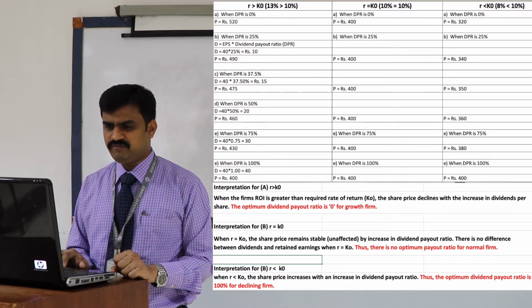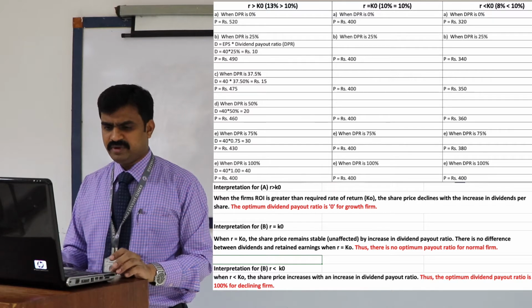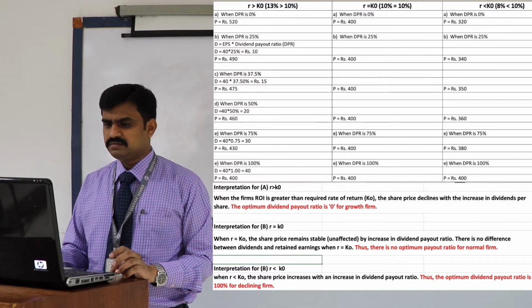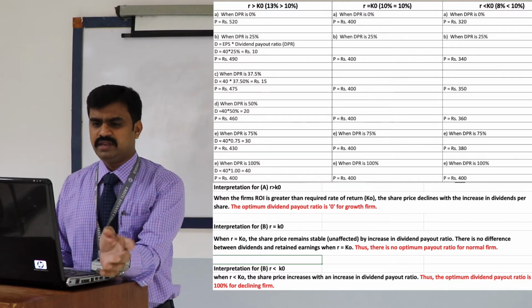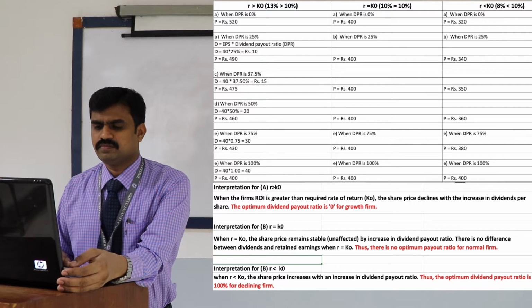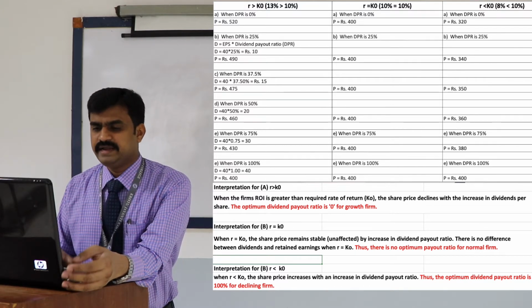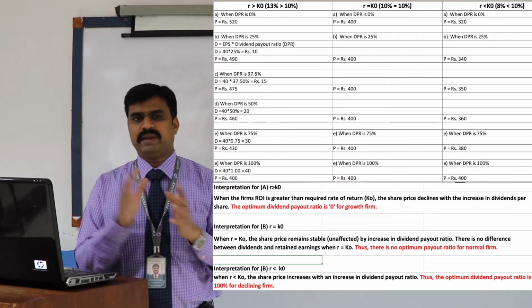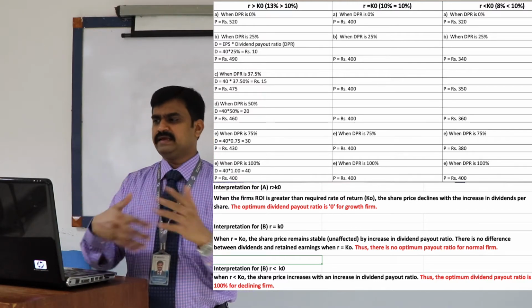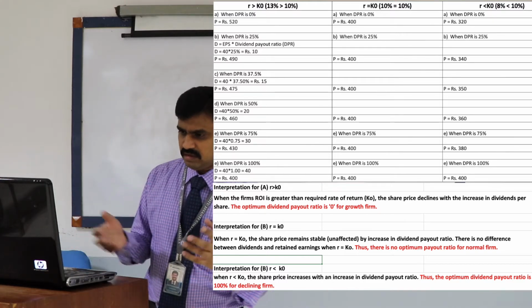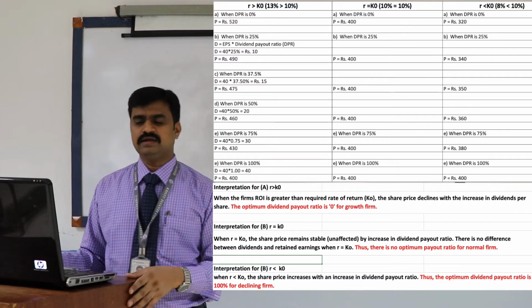0 is 520 and 100 is how much? 100 is 400. That means which is the optimum dividend policy for this company? 0 or 100% DPR? 0. It is 0. That's correct. Why is it 0? Because when it is 0, my price is highest. When I start giving dividends, then what happens? My company's share price is decreasing.